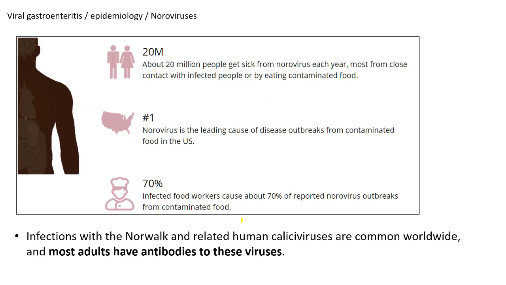If we look more specifically at our first causative agent, norovirus, we can see that it causes about 20 million cases each year, and it's the leading cause of outbreaks from contaminated food out of all pathogens. I suppose out of bacteria and all viruses, norovirus is the leading cause of disease outbreaks. And most of them will come from infected food workers.